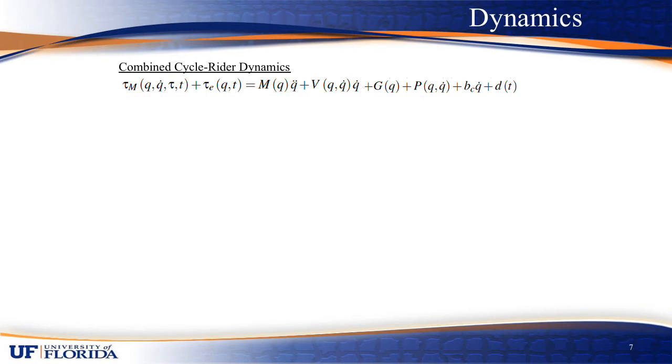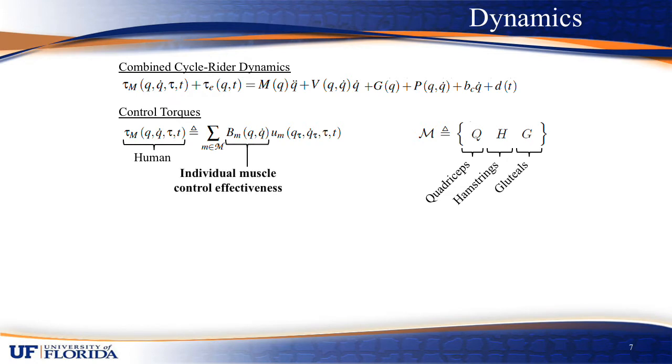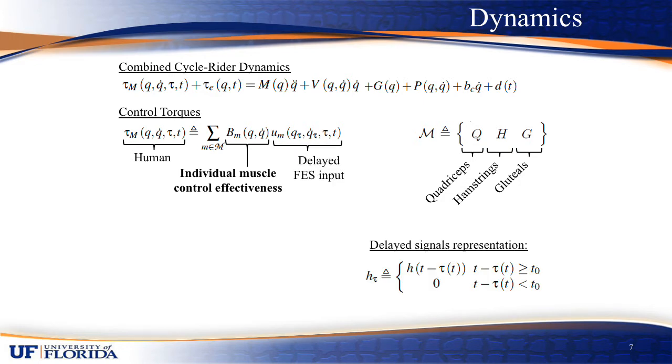The same combined cycle-rider dynamics as before are shown. Now we will expand the control torques. First, we have the human input torque that is comprised of stimulation of various muscle groups. In this paper, we stimulated the quadriceps, the hamstrings, and the gluteal muscle groups. The human input torque is comprised of individual muscle control effectiveness multiplied by a delayed FES input. And the motor torque is comprised of the motor control effectiveness multiplied by the current input.